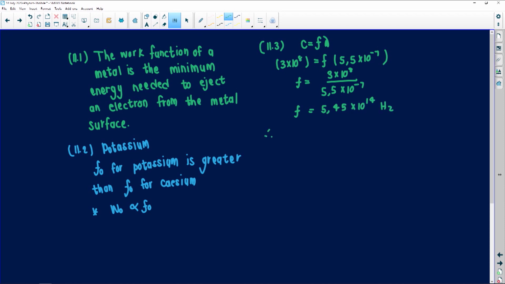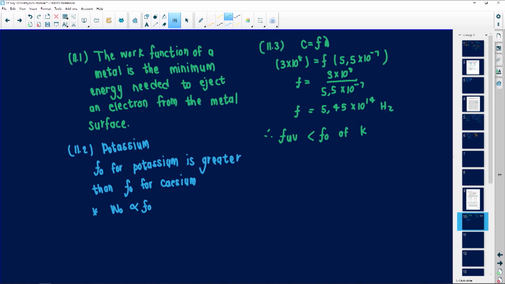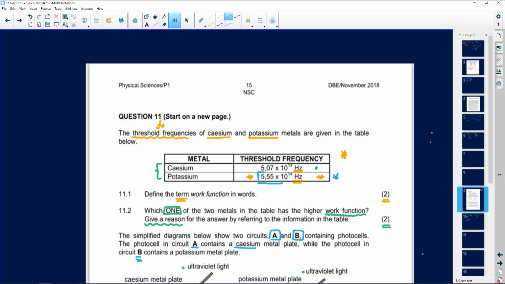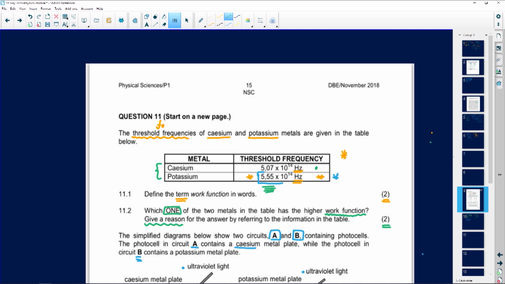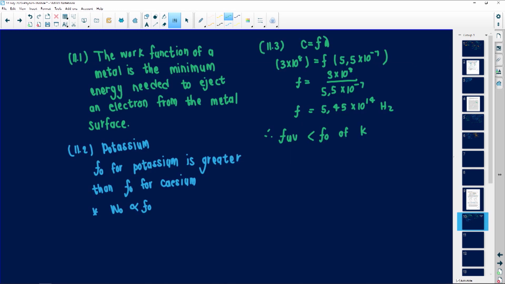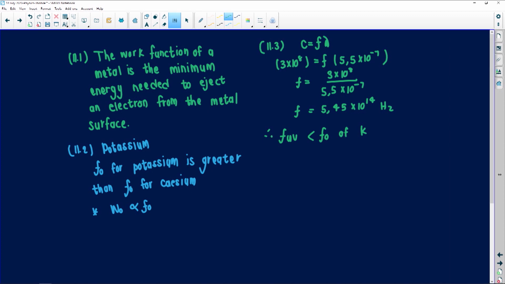Now, I can already conclude that the frequency of the UV light is less than the threshold frequency of potassium. Remember, potassium is identified as a K. Can you see that the frequency that the ultraviolet light is going to give is 5.45? However, the frequency required for potassium to be emitted from the metal is 5.55. So 5.45 is much less than this. So no, this electron is not going to move. Remember, you need to show by calculation. And then, it's also nice to show that you understand what is happening here. So that is one way that you can show it.